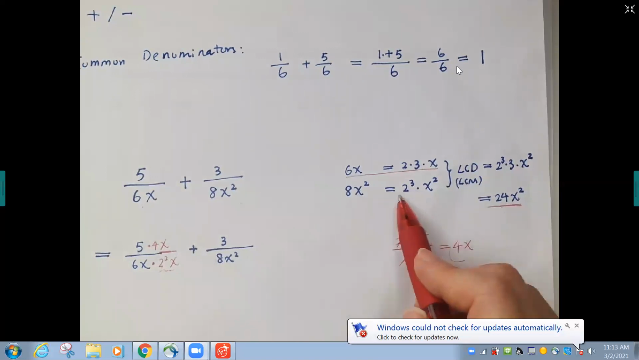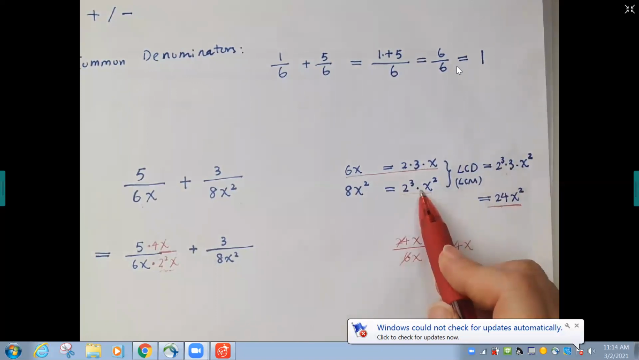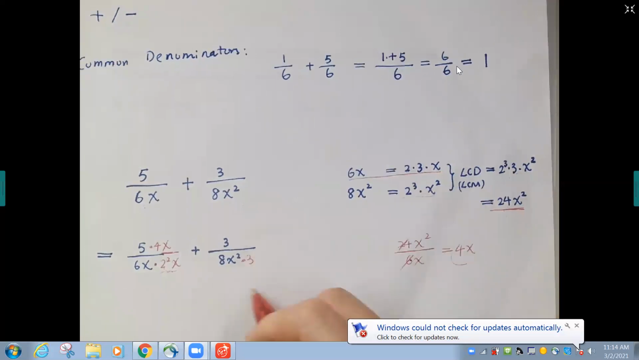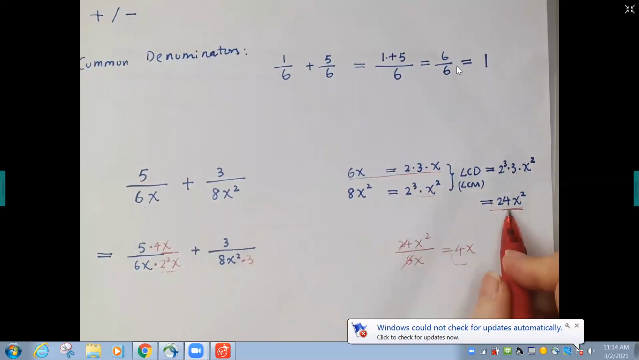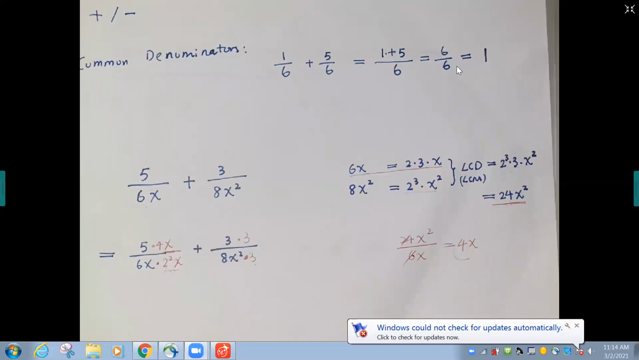So how can I turn this one into this? What is missing? This one is the same. There is only a 3 missing here. So times 3, this denominator will turn into its LCM. If I multiply 3 on the denominator, do the same thing to the top. The numerator also times 3.